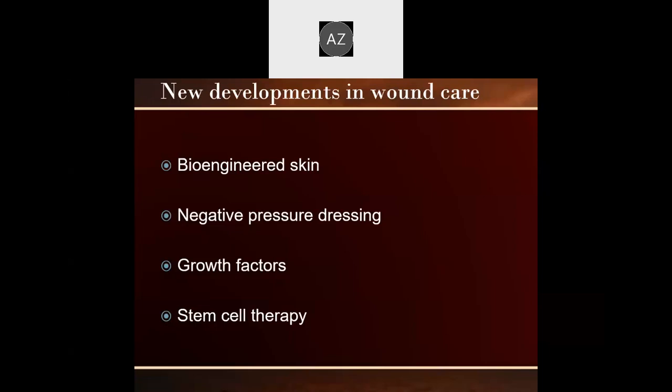Then the new developments in wound care. Sometimes we've had new things that are engineered. Now we have bioengineered skin when you want to do a graft. We have negative pressure dressing. We have growth factors. Now we have also stem cell therapy. All these are very new developments that have come up, and all these are done to improve wound healing because these are the factors that influence and improve wound healing.